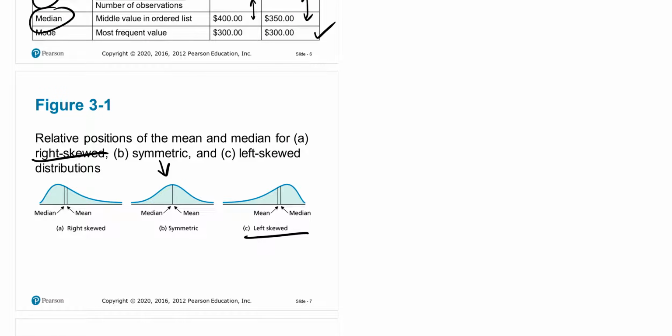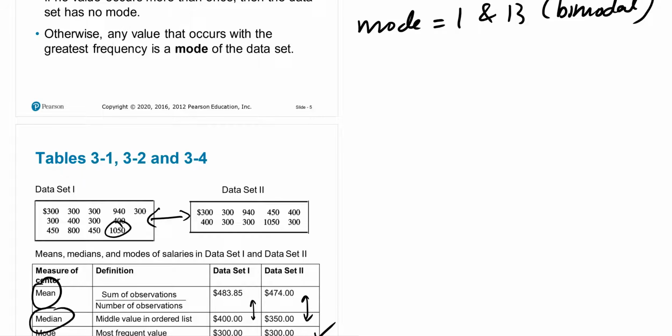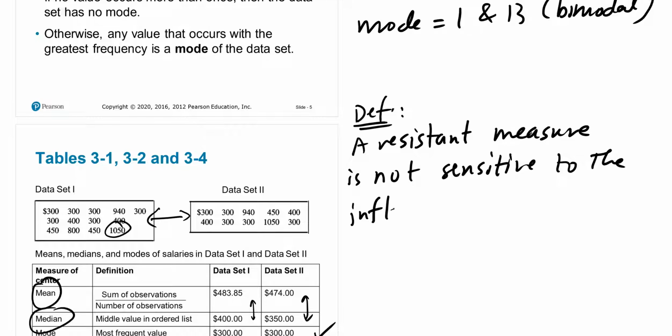And now, before we move on to the computational part, we have what we call a resistant measure. So we can introduce a definition: a resistant measure is a measure that is not sensitive to the influence of a few extreme observations.